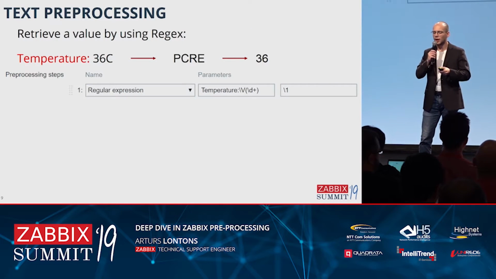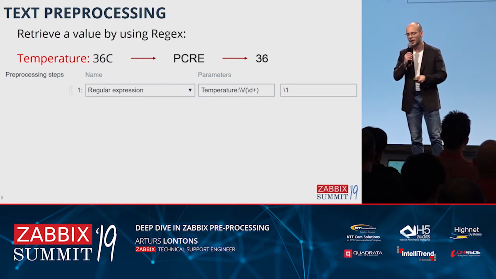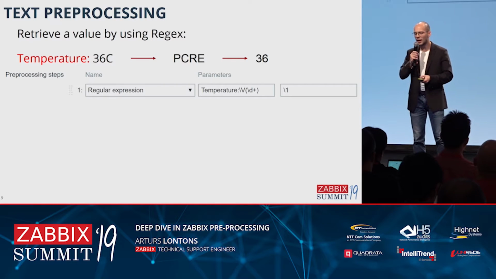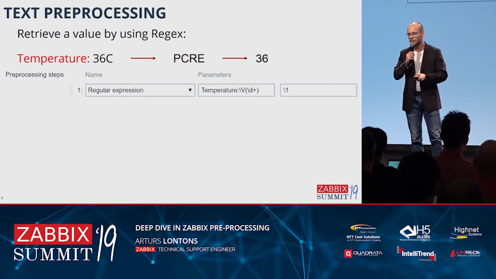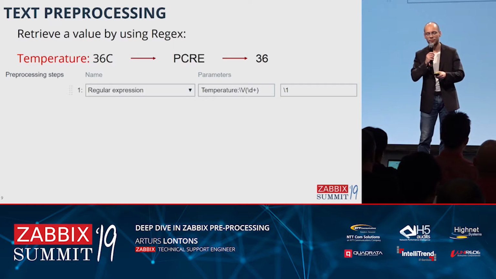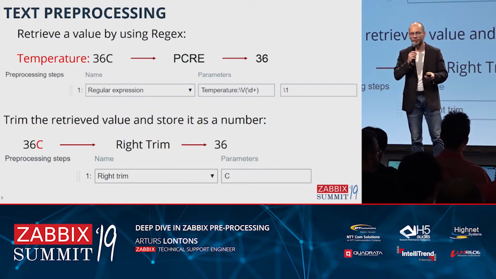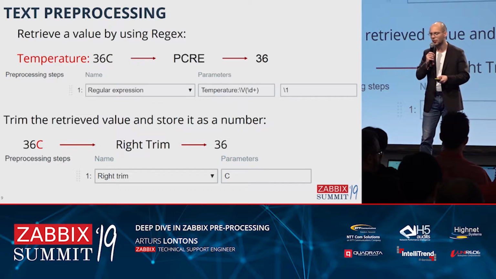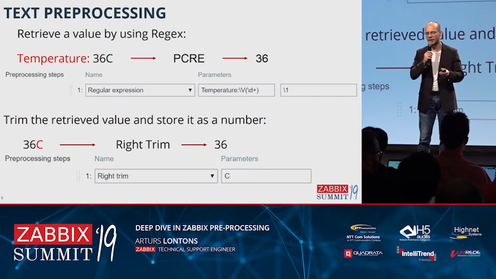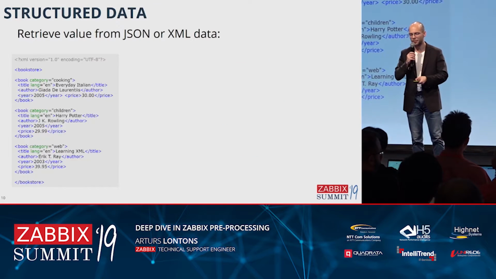So, text pre-processing, quite simple. Retrieve a value by using a regular expression. Have a regular expression in the parameters section over there. And we're just grabbing our value, storing it as a number, transforming it from a text. Then, if we need, we can, for example, trim a value, right trim, left trim, if we want to, and just remove some text, once again, store it as a regular number.